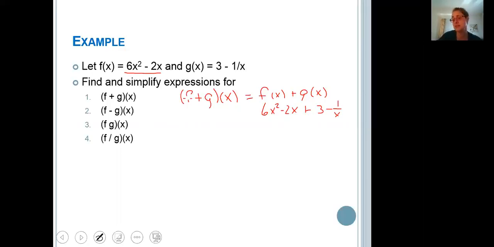And this just says simplify. Well, okay. The simplified form of this is just exactly what's there. 6x squared minus 2x plus 3 minus 1 over x.